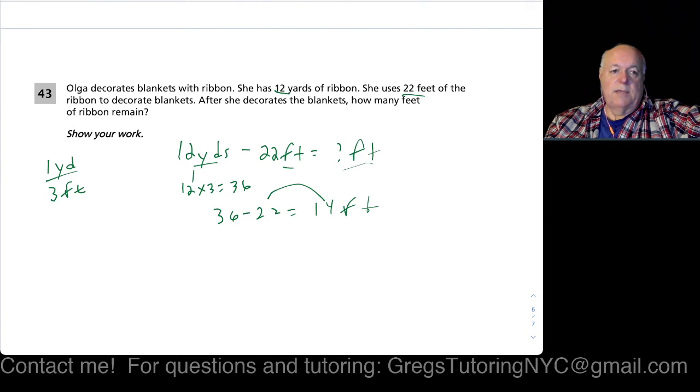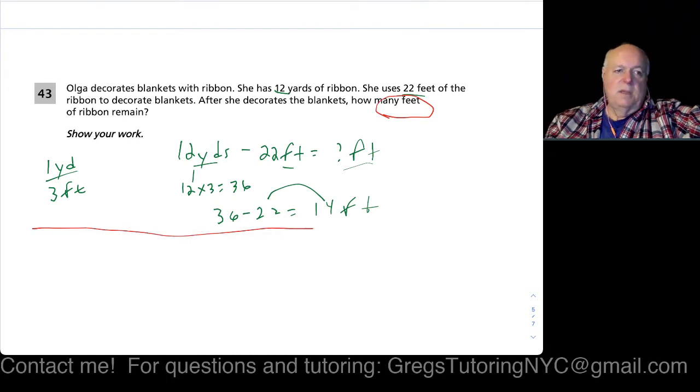Okay, the other way to solve this, let me change the color of the pen, was to convert the feet into yards. I'm not quite sure why somebody would do that, because the answer is asking about feet. But let's take the hard way around and see if we get the right answer. It's going to be a little more bumpy than what we just did, but let's go for it. So 12 yards, we're going to use that, 22 feet.